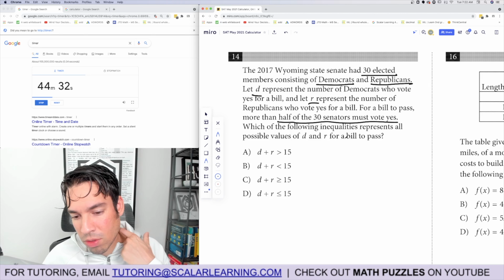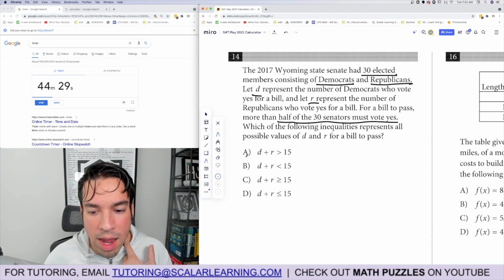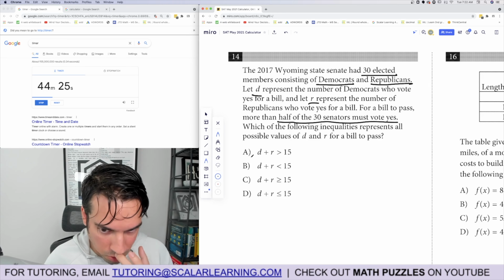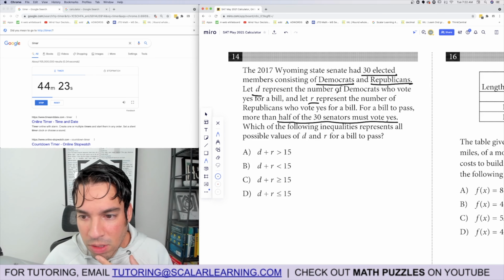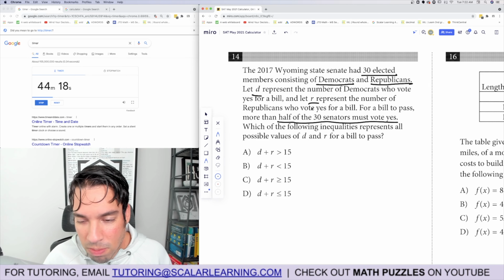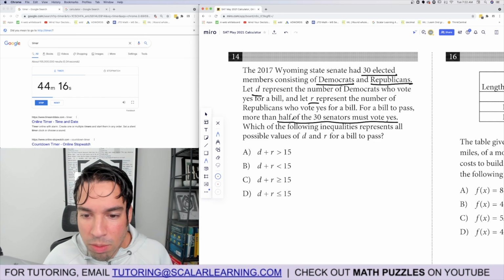Hold on, let me think about this for a second. I want to say it's just A, because it's more than half. Just make sure I understand this correctly. D represents the number of Democrats who vote yes. Oh, you vote yes for a bill. Okay, I missed that part. Vote yes for a bill, more than half of this.